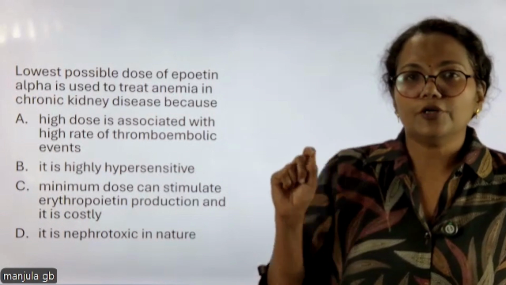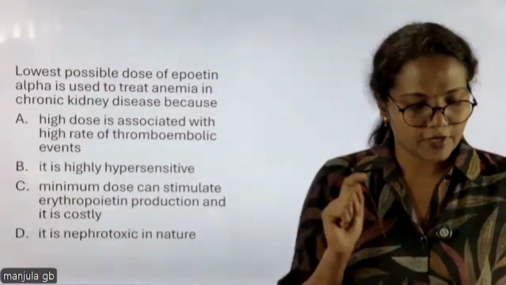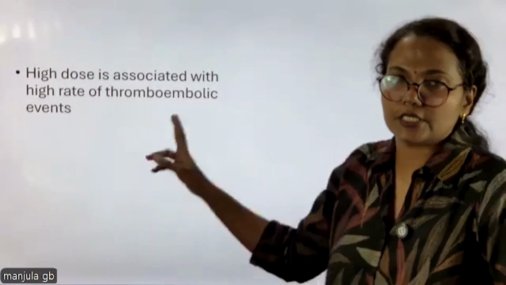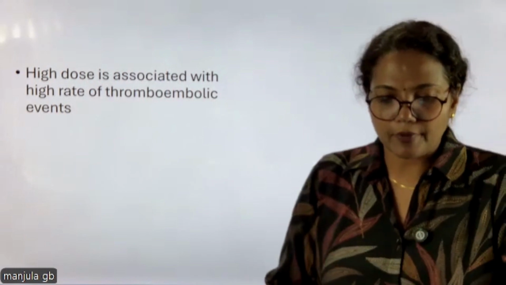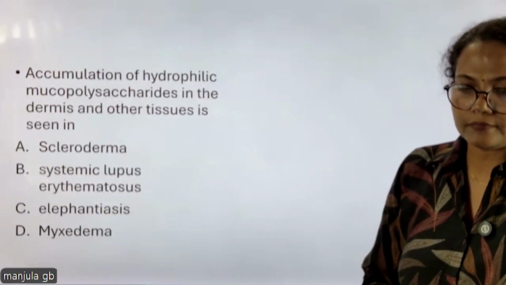Okay, so why do you want to give low dose of erythropoietin when you are treating anemia in CRF? The answer is high dose, because if you give high dose, it is associated with thromboembolic phenomena. Next question.